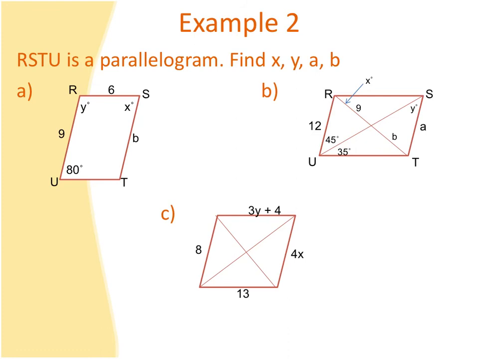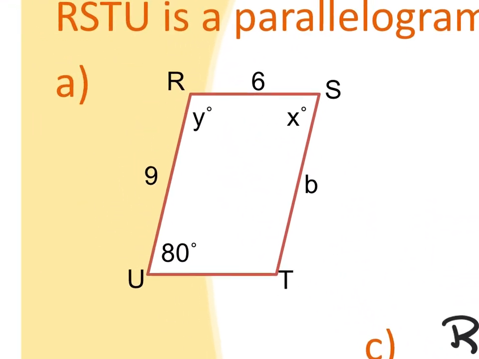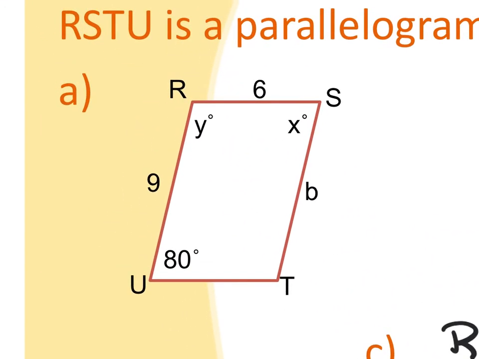All right, so notice they're telling me that RSTU is a parallelogram, and they want me to find X, Y, A, and B. Notice this one they forgot, so let's call this RSTU. But let's go ahead and do part A first. Let's take care of the easy ones first. What is B? How much is B? 9. Opposite sides are congruent. What about X?